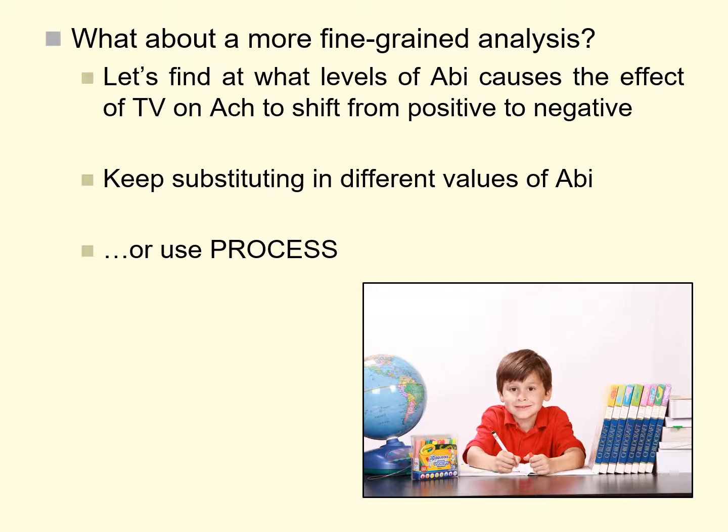Now, we might want to be a little bit more fine-grained in our analysis. That is, we might want to find specifically at what levels ability is associated with the effect of television on achievement shifting from positive to negative. And we could find that by hand, or we could go the long way by just substituting in different values for ability, and plotting many lines. Or if we were lazy, or at least as I often am, we could use PROCESS, which will do a lot of that work for us.